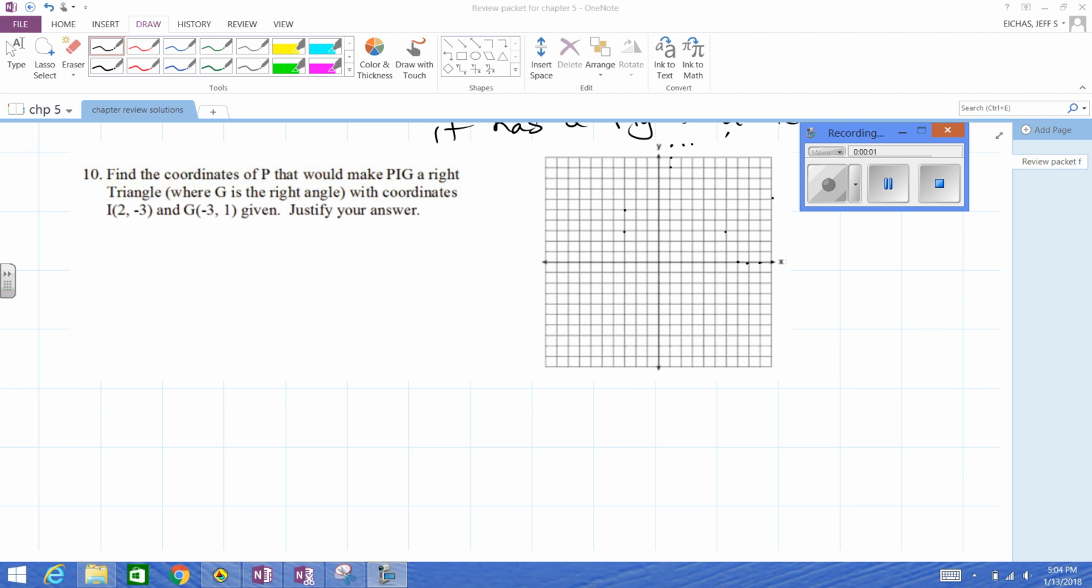Okay, so we've got number 10 here on the review. Find the coordinates of P that would make PIG a right triangle where G is the right angle. All right, so I is (2, -3). That's I, right? G is (-3, 1).